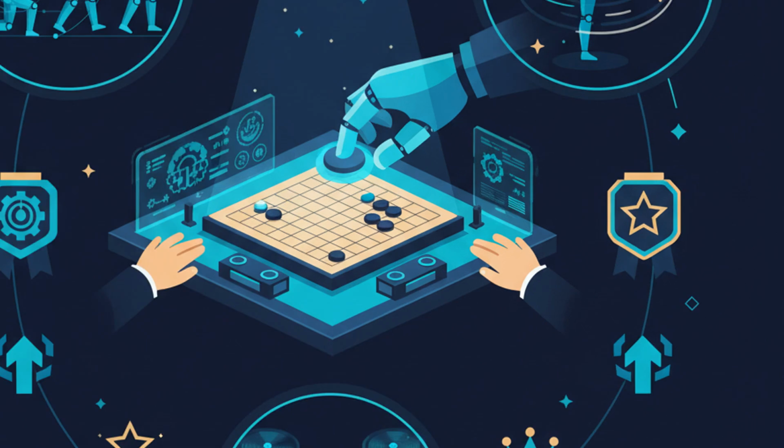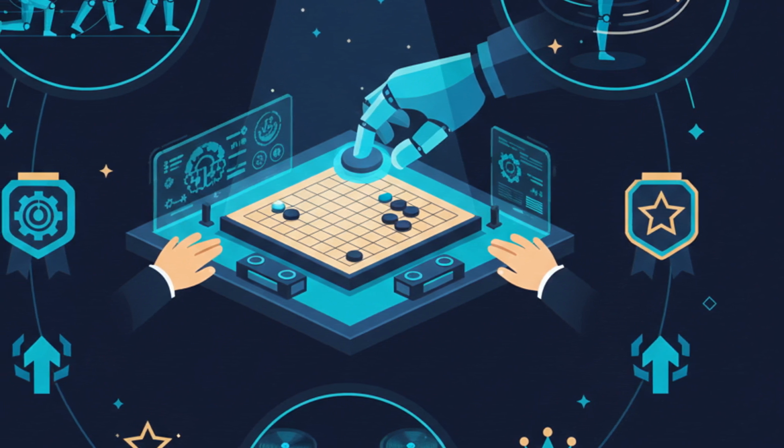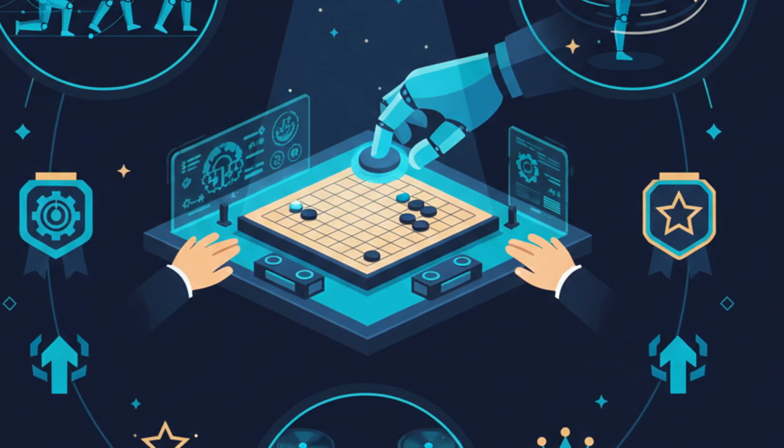Reinforcement learning has produced some of AI's most jaw-dropping achievements. DeepMind's AlphaGo learned to play Go, a game with more possible positions than atoms in the universe, and beat the world champion in 2016. It wasn't trained on human strategies. It played millions of games against itself, discovering moves that human experts had never conceived in 3,000 years of playing.